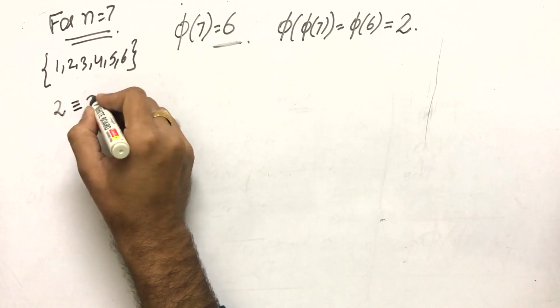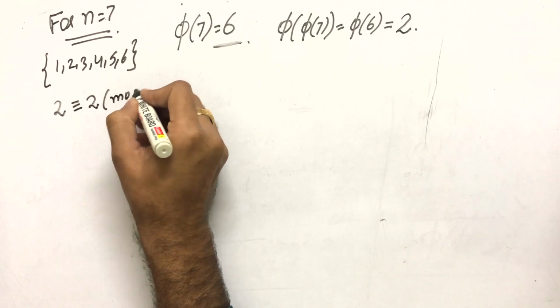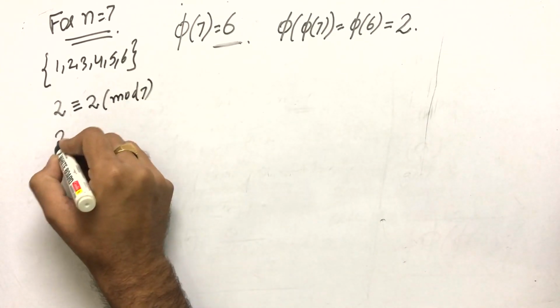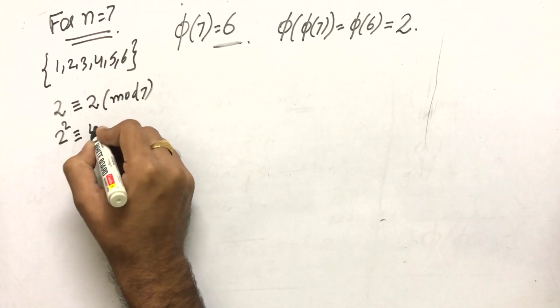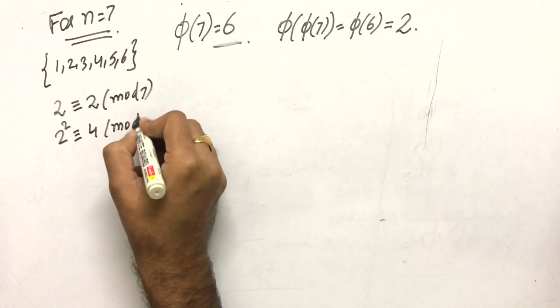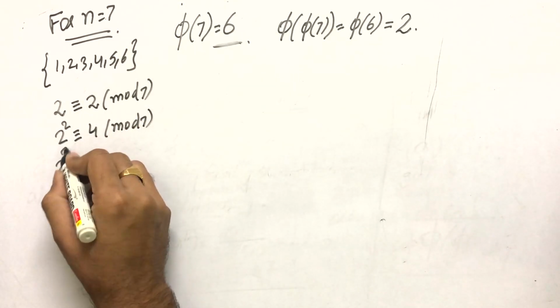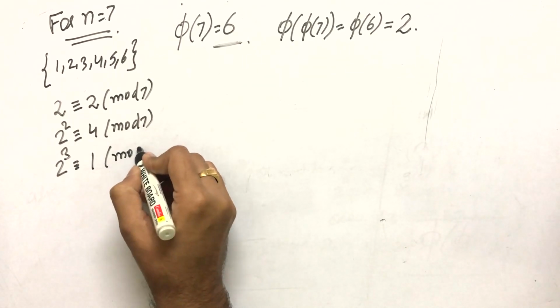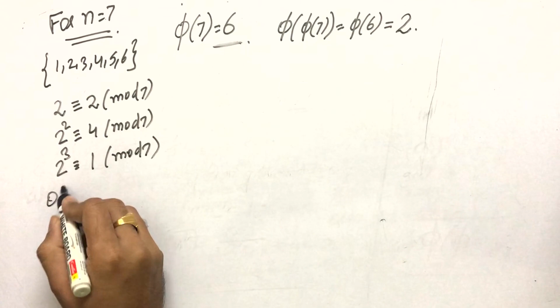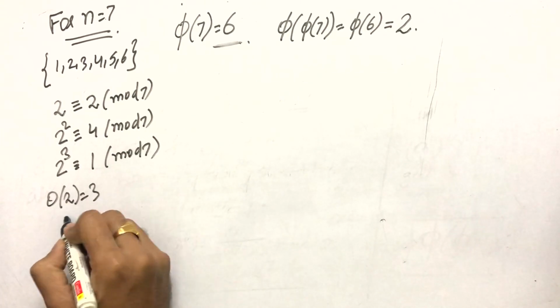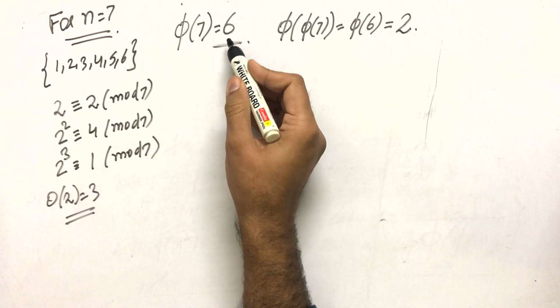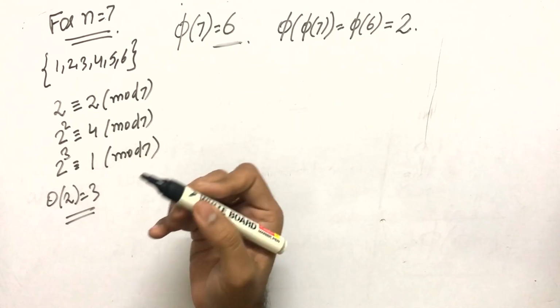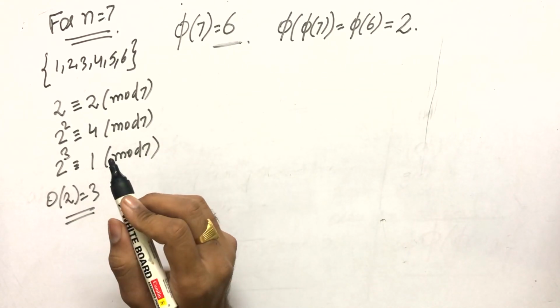2 is congruent to 2 mod 7. 2 squared is congruent to 4 mod 7. And 2 cubed is 8, and 8 modulo 7 is 1. So how much is the order of 2? The order of 2 is then 3. So it cannot be a primitive root because we want its order to be 6. So 2 is out.